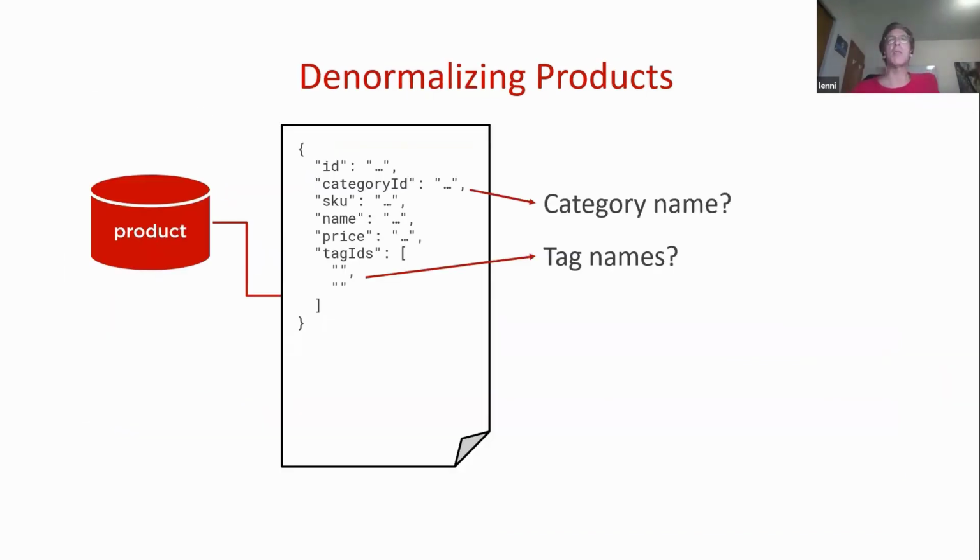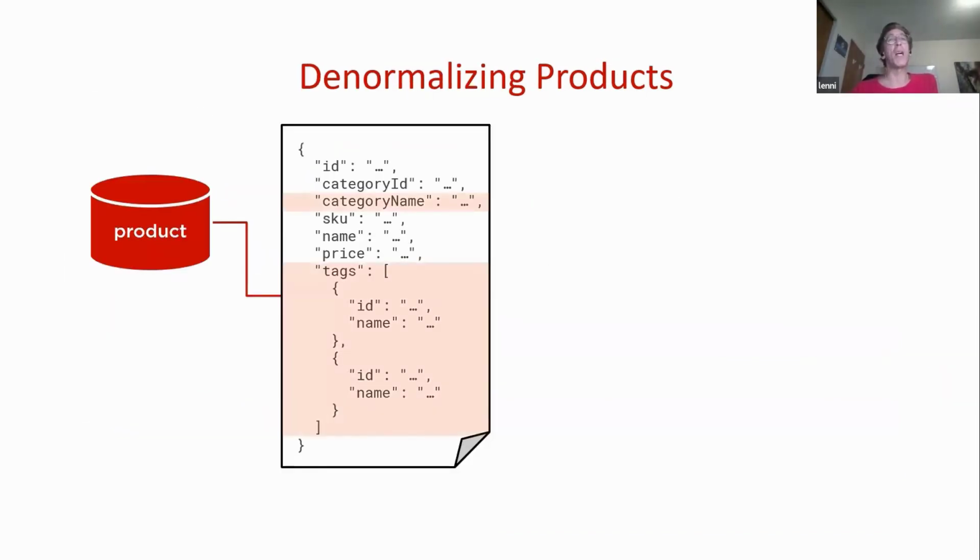So the answer is, again, to denormalize, and that is to say, to store a copy of that master data. So now in addition to the category ID, I've got a copy of the category name. And that tags array is no longer just an array of IDs, but an object array that has an ID and a copy of the tag name. So at the point of insert, I'm duplicating the data. When I'm creating a product document, I'm copying the current category name and tag names based on the current IDs.